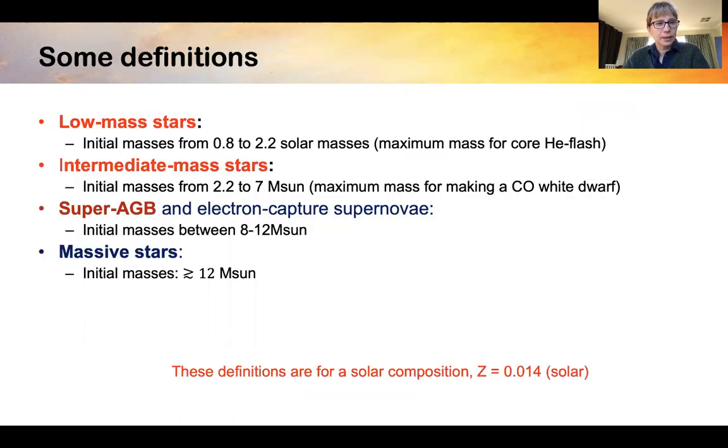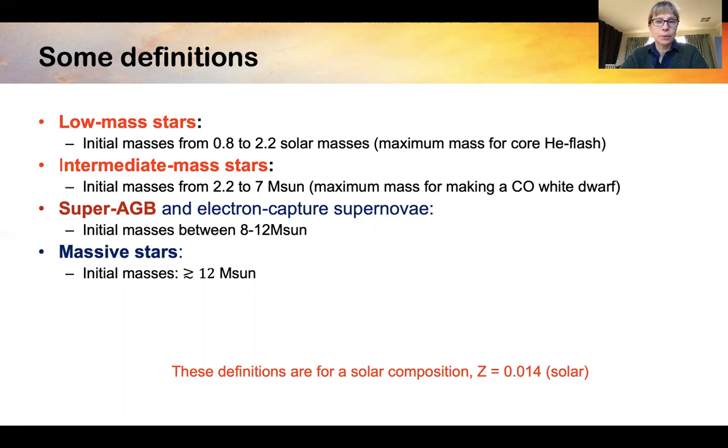Just some definitions. I've highlighted in red the stars I will mostly focus on: our low mass stars and intermediate mass stars. I will briefly discuss super AGB stars and mention that some of these stars may explode as electron capture supernovae, and I won't really discuss massive stars in this lecture at all. You'll see that there are these mass ranges. They're not arbitrary. They correspond to important evolutionary stages, or to a way a star does something. You'll notice the low mass range is between 0.8 and 2.2. This is not arbitrary. That 2.2 is the maximum mass for a star to experience what we call the core helium flash.